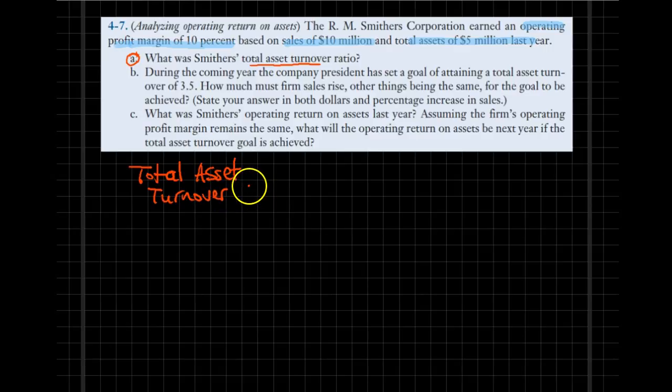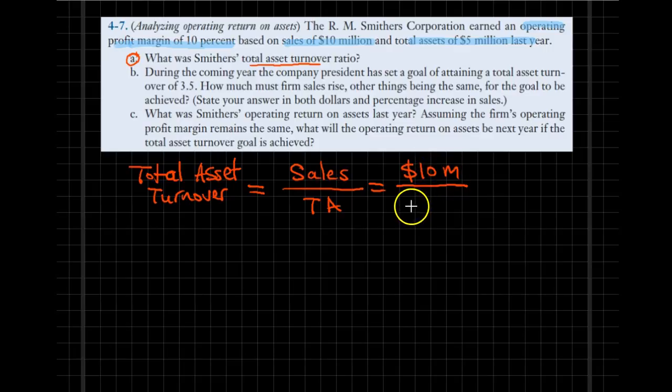So that ratio is equal to, well, obviously it would be sales over total assets. Sales, check your formulas, over total assets. Well, our sales figure is $10 million, and our total assets stand at $5 million. So therefore this would be 2, and because it's a turnover, it's times. That's the unit. So we are done with the first part of the problem.